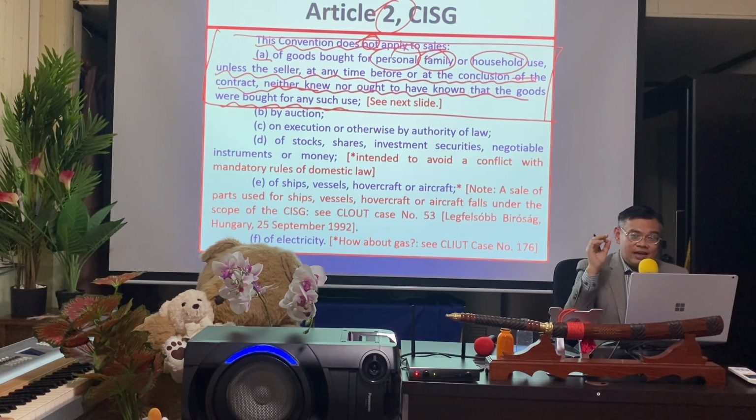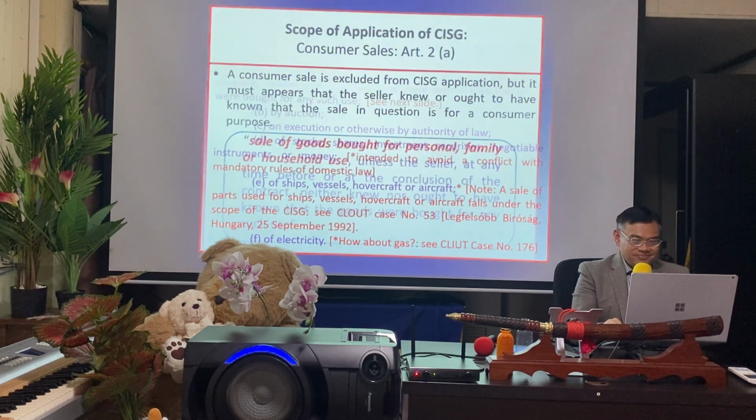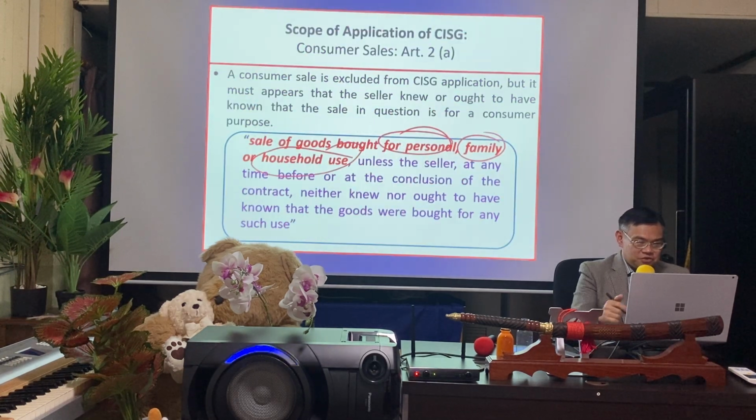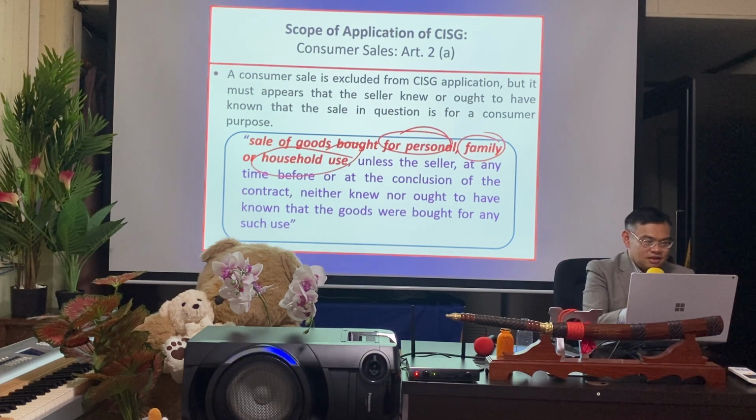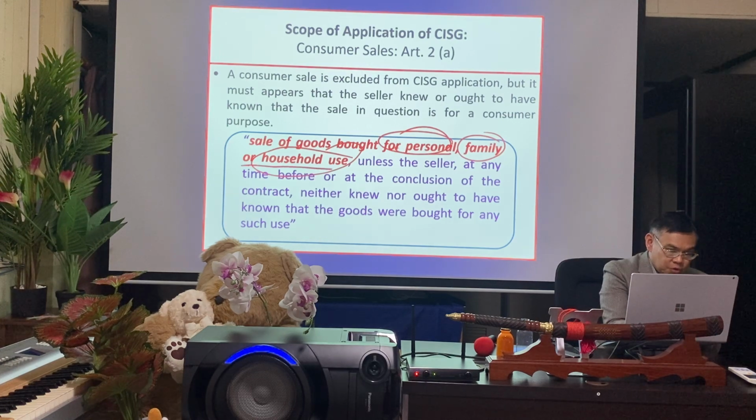The key point is that if you buy something for personal use, family use, or household use, and the seller knew or should have known of such use, then it is considered a consumer sale, so that the CISG will not apply to that contract. So the keyword is sale of goods bought for personal, family, or household use.